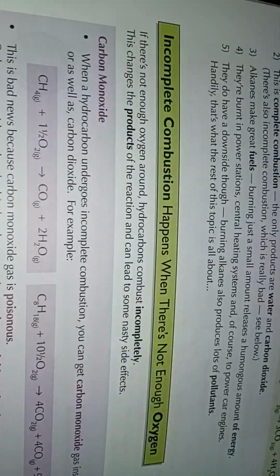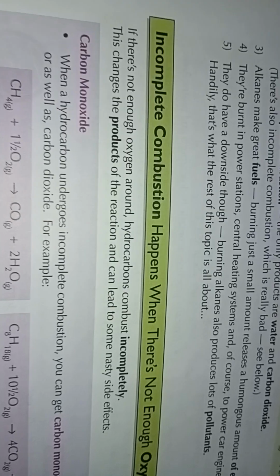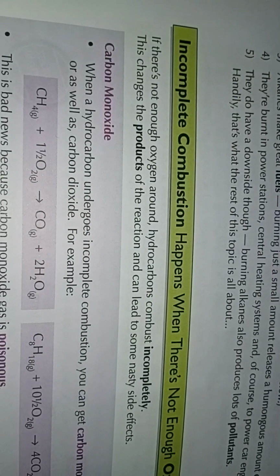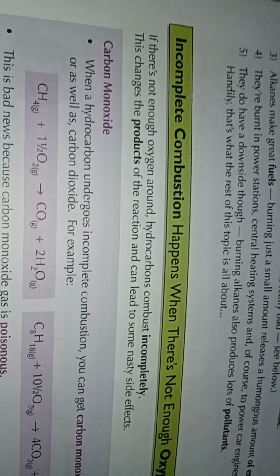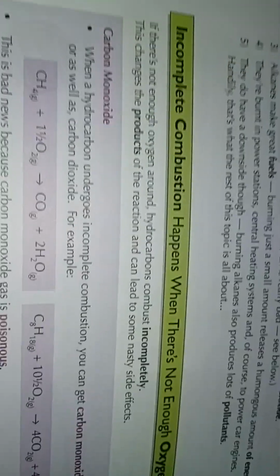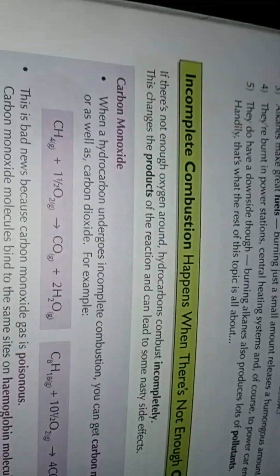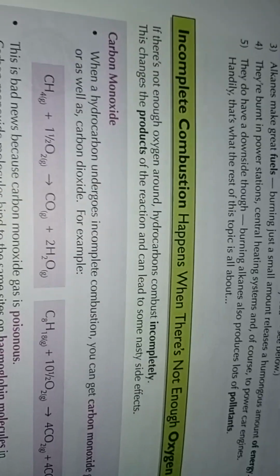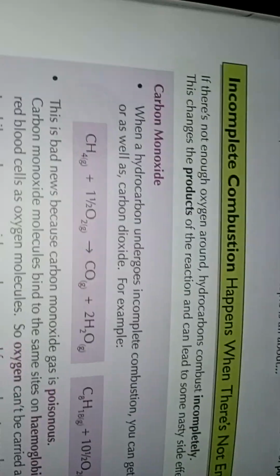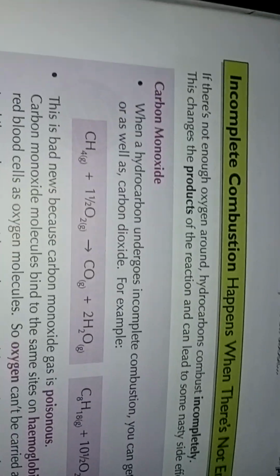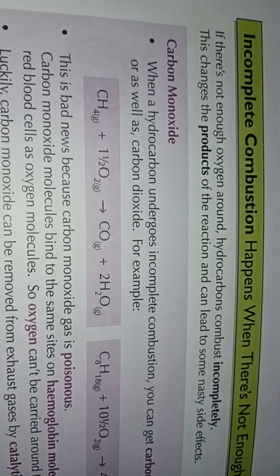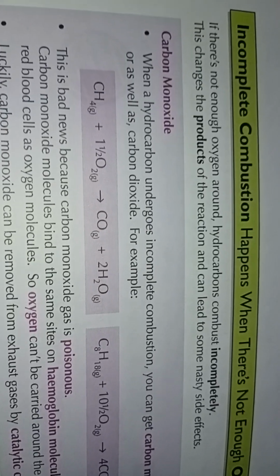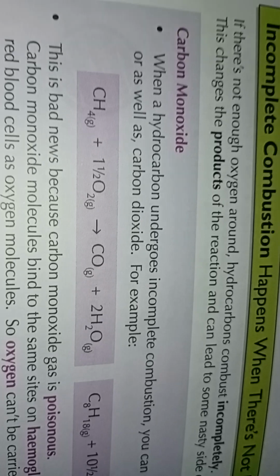So it says incomplete combustion. What happens when there's not enough oxygen? Which is what he's just been talking about. If there's not enough oxygen around, hydrocarbons, i.e. petrol, combust incompletely. This changes the product of the reaction and can lead to some nasty side effects like pollutants. So carbon monoxide, which is what he's just talking about. When a hydrocarbon, i.e. petrol, gasoline, undergoes incomplete combustion, you can get carbon monoxide gas instead of, or as well as carbon dioxide.